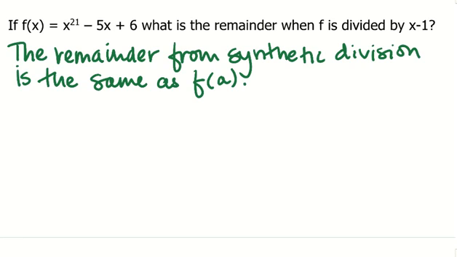The remainder from synthetic division is the same as f of a. So in this case, f of 1 is going to be the same as the remainder when f is divided by x minus 1. So this is backwards. Instead of using synthetic division, I'm going to just plug in. So f of 1 is equal to 1 to the 21st minus 5 times 1 plus 6. So I've got 7 minus 5 is equal to 2. So the remainder is 2.